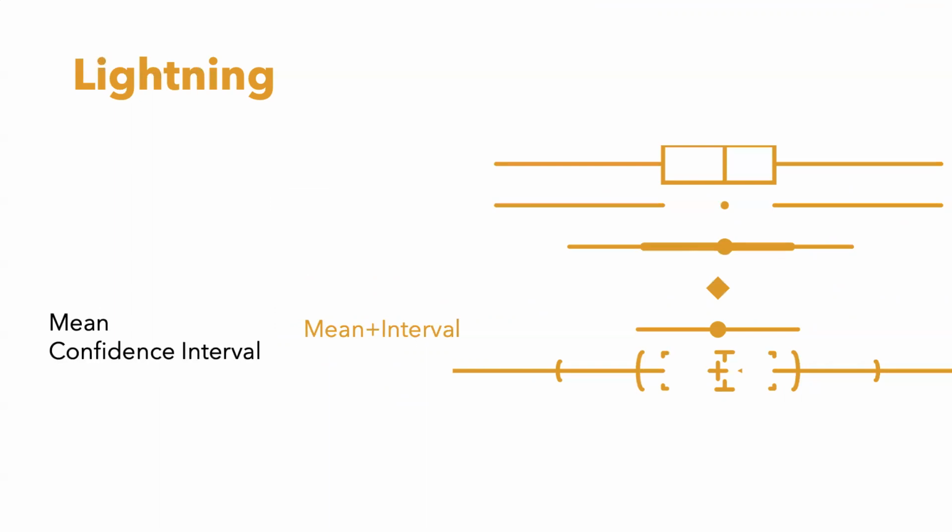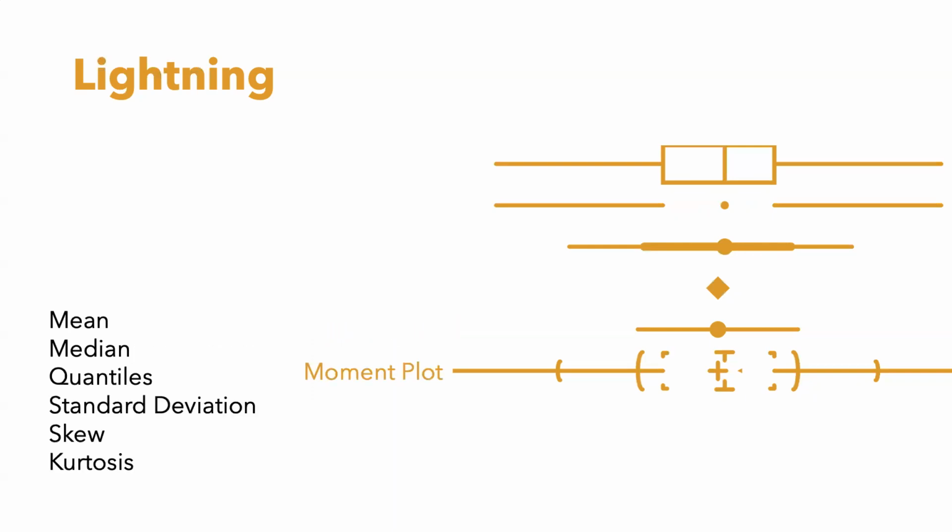You can start going into the realm of inferential or predictive values by showing things like a confidence interval or predictive interval. Or you can throw the kitchen sink at the problem. So from Potter et al., these are moment plots, right, which show you mean, median, quantiles, but also things like skew and kurtosis.